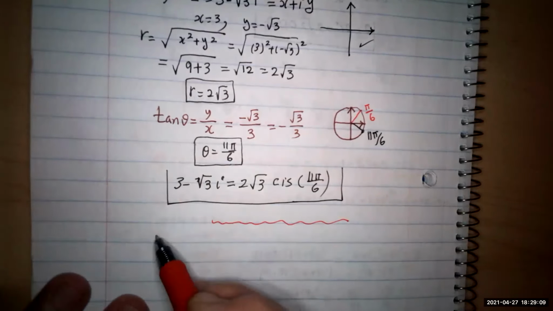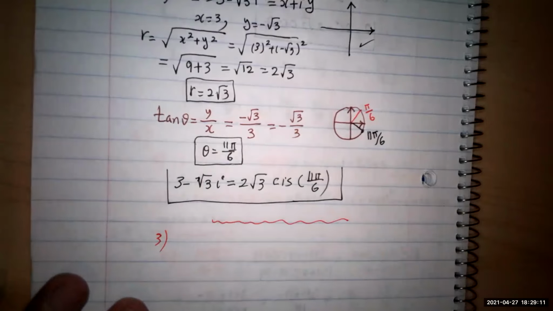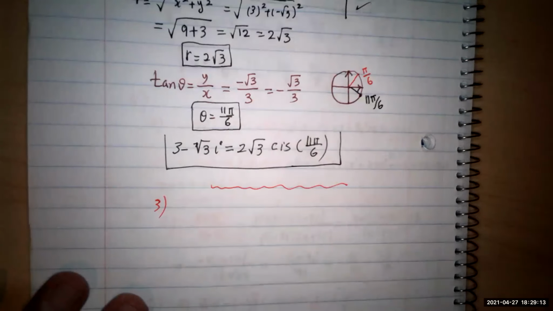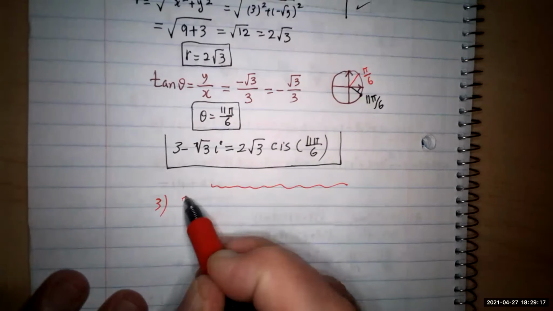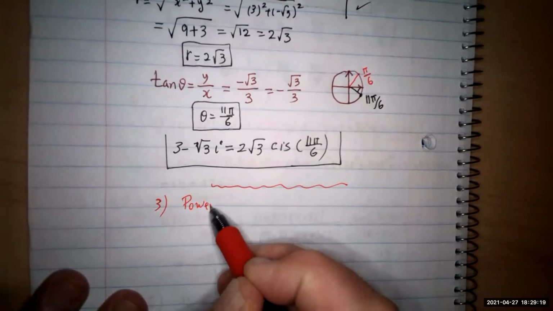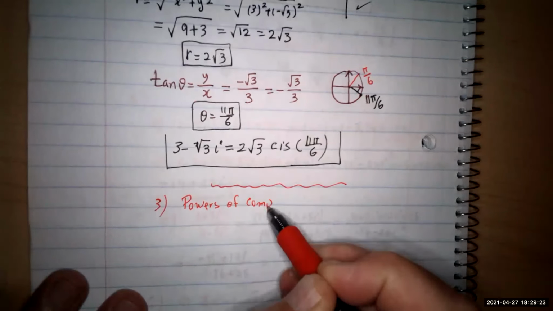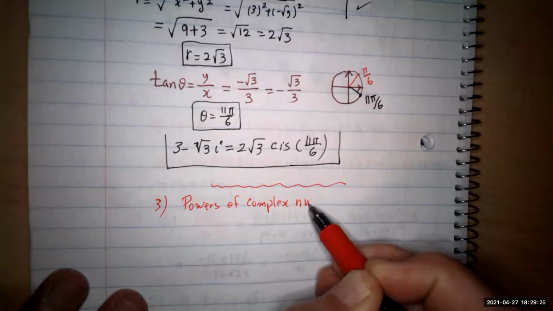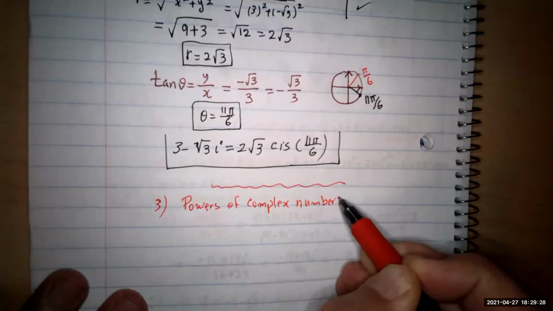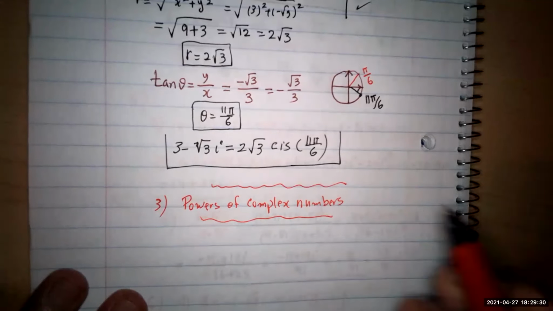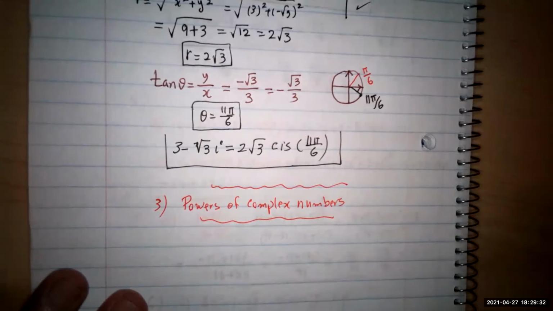Any question? Now the application of this polar form. Number 3 is powers of complex numbers. I just remind you, powers of complex numbers, and we have a formula for it. Remember the De Moivre formula. What's the De Moivre formula?